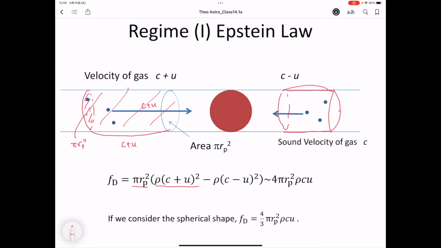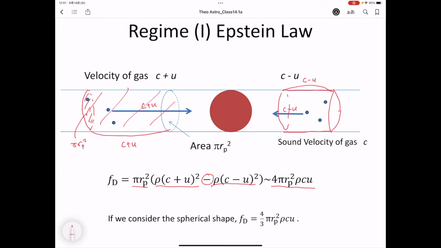The height of the cylinder is expressed as c minus u, and the velocity of the gas molecule is c minus u. The transferred momentum from the gas molecule to the solid particle is expressed like this. In this case, the momentum has the opposite direction, so you need to multiply by a negative sign. Then if you calculate this, it becomes 4π r_b² times ρ c u.